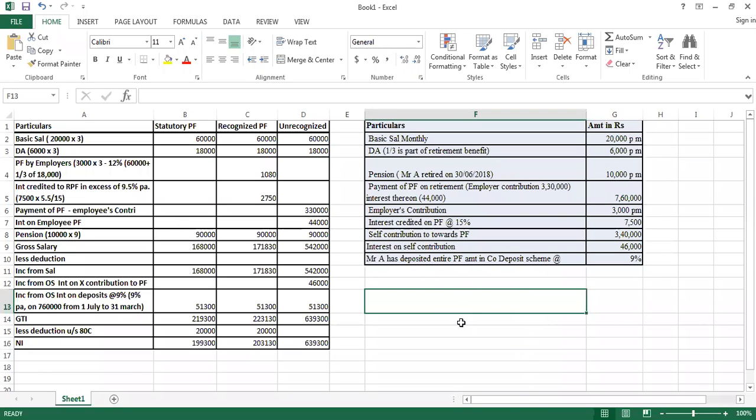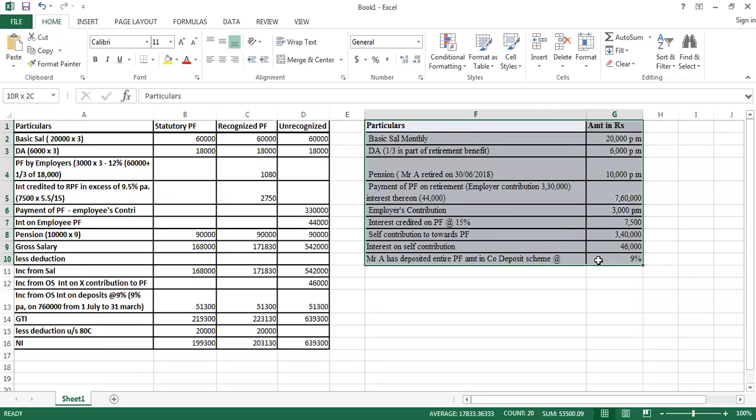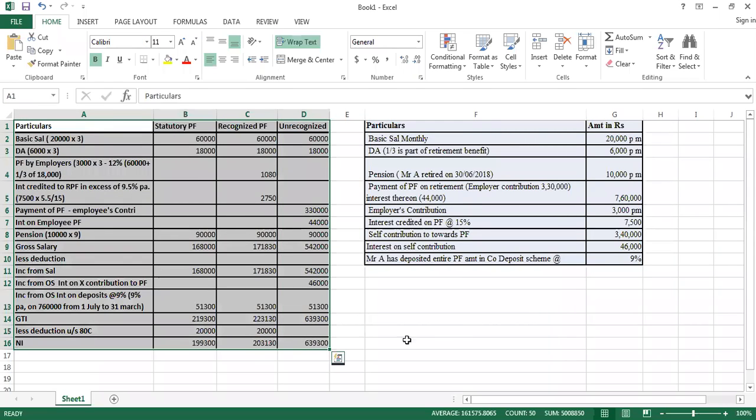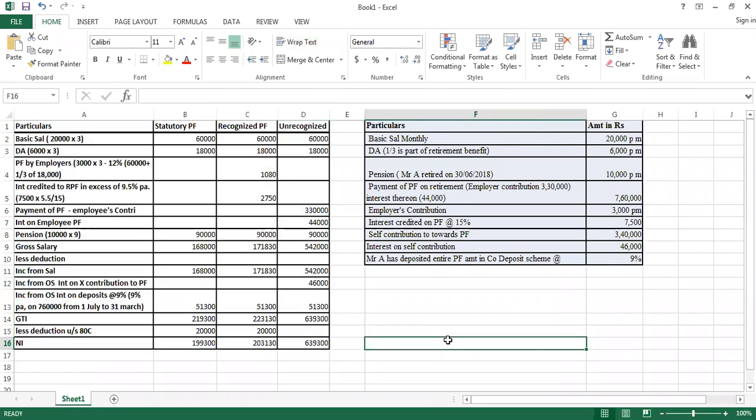Are you able to see this now? Yes, sir. This is the problem that you have, and this is the solution for that particular problem. Quickly, I will explain to you, because we are wasting a lot of time on problems. Other things have to be covered.